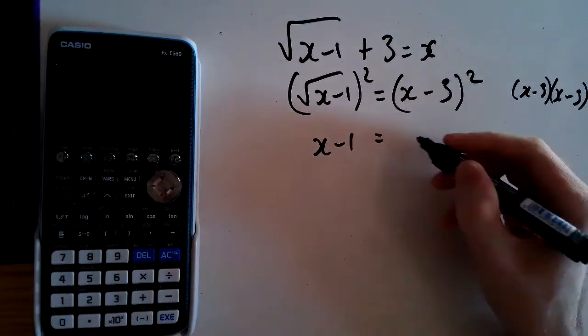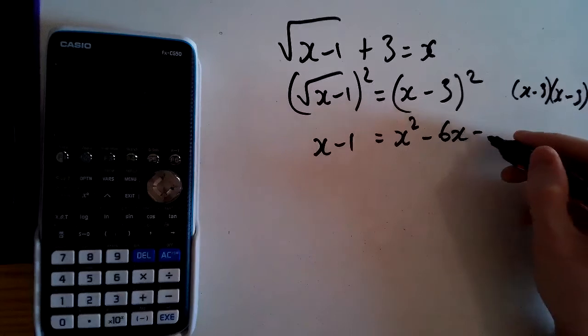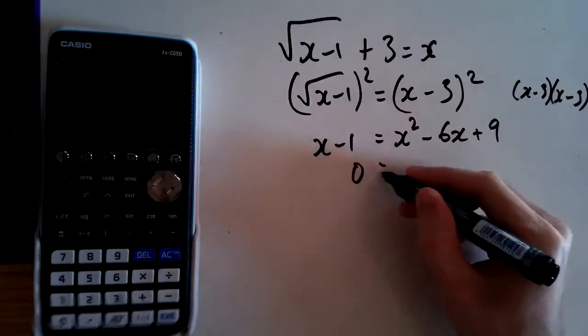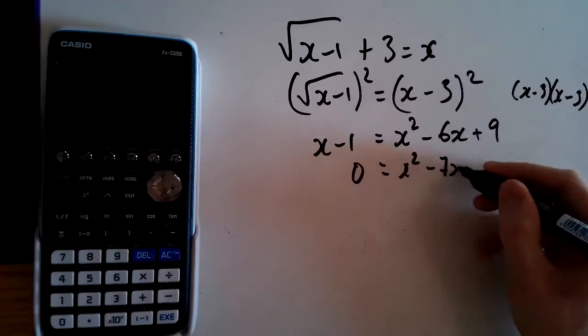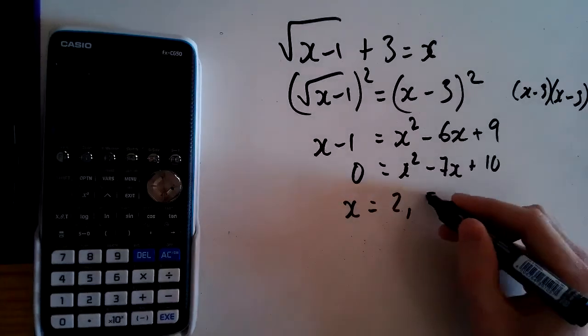x minus 3, x minus 3. So you can do it quickly using the binomial. x squared minus 6x plus 9. Get a quadratic, x squared minus 7x plus 10. Solve on your calculator, and you get 2 and 5.